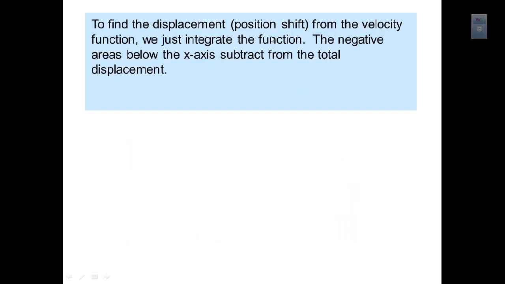Now, to find the displacement or the position shift from a velocity function, we just integrate the function. That will give you the final position with all the positives added in and all the negatives added in. The negative areas below the x-axis subtract from the total displacement. Anything below the x-axis is going in the opposite direction of anything above the x-axis. So they cancel each other out as much as possible, and we actually get the true displacement. So the displacement is just the integral from A to B of v(t) dt, where A is the starting time, B is the ending time.